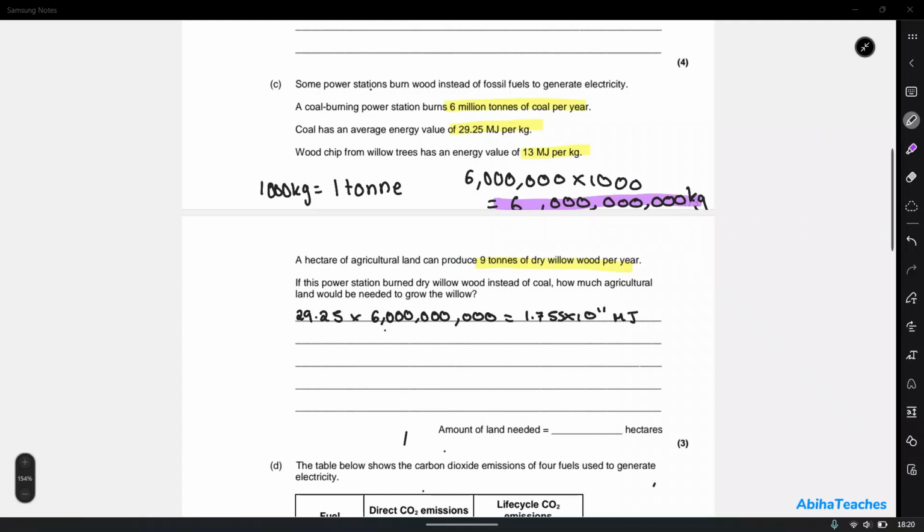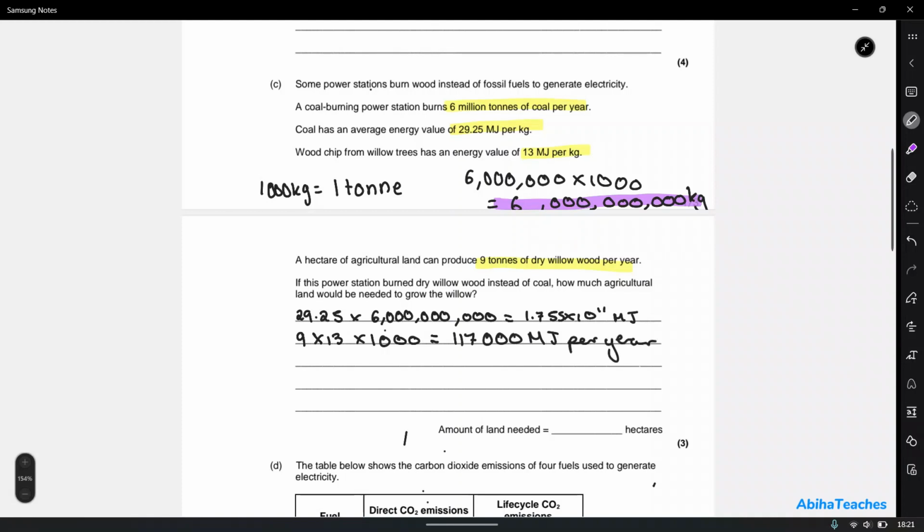Now, our next step is to work out how much energy 1 hectare of willow produces per year. In order to do this now, we've got to do 9 multiplied by 13 and multiplied by 1,000 to also give us the answer in kilograms, and this gives us 117,000 megajoules per year.